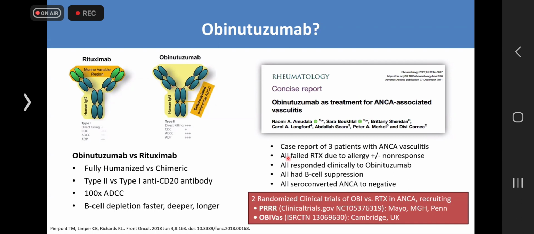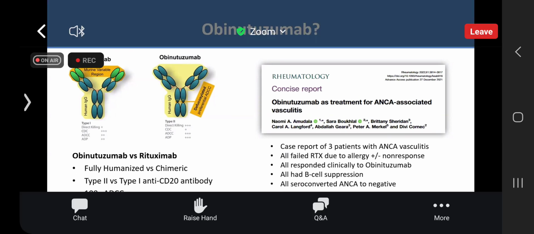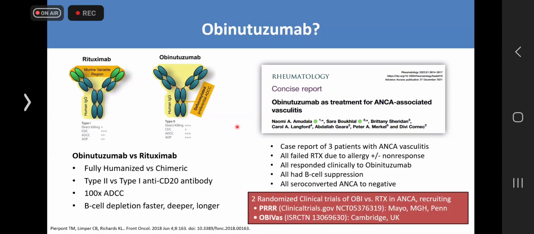The question comes up, so what about clinical trials? If you look, there's really very little out there right now. There are 2 randomized clinical trials of obinutuzumab versus rituximab that are actually recruiting, one in the United States, but just at 3 centers. The Mayo, MGH, and the Penn Vasculitis group are recruiting a randomized trial, and there's another one called OBVAS that's recruiting in the UK. There's really nothing else out there right now as far as randomized controlled trials. So unless you have a patient who's close to one of these centers and qualifies, the idea of referring for clinical trials is always noble, but you have to know what's available, and right now there's very little available.